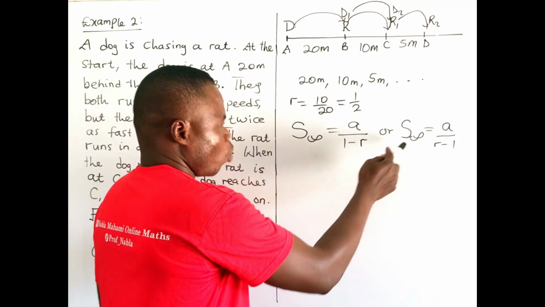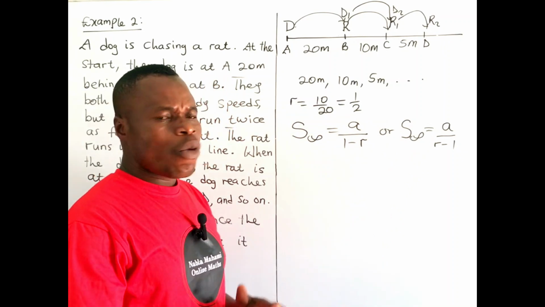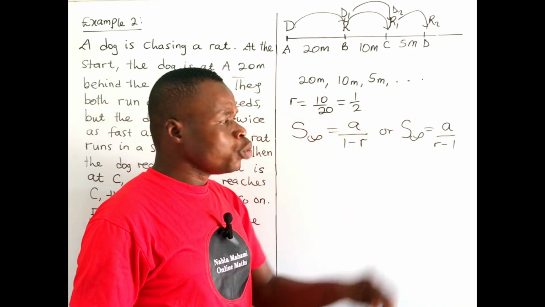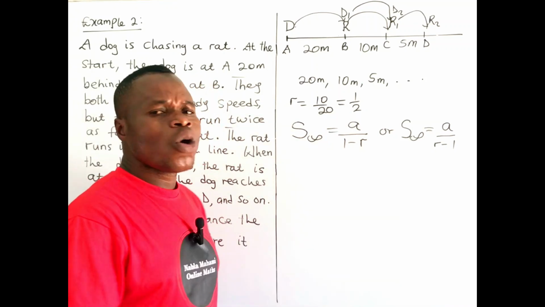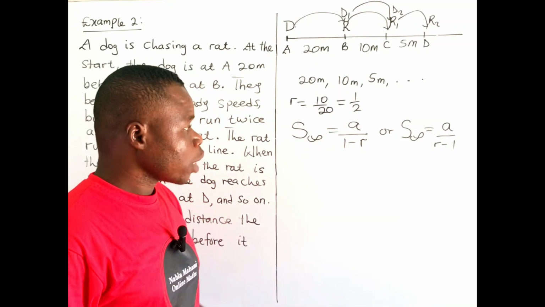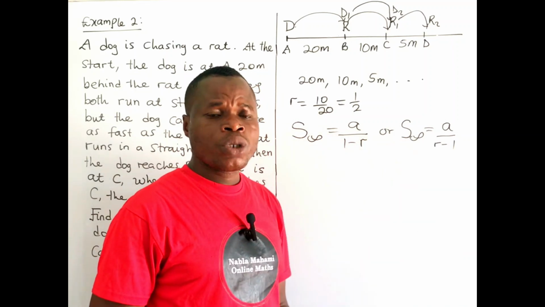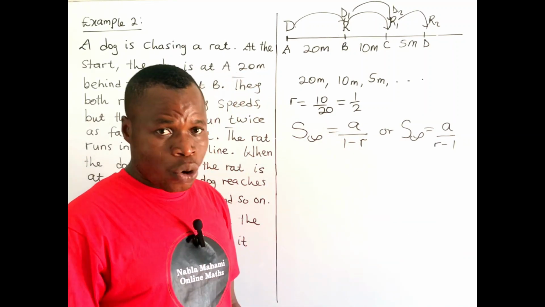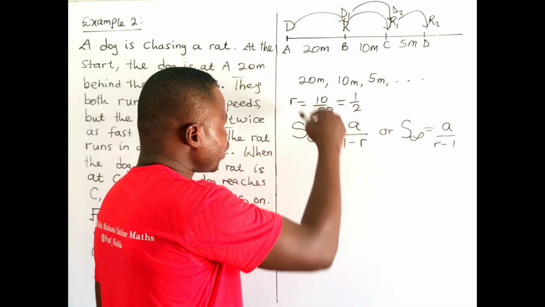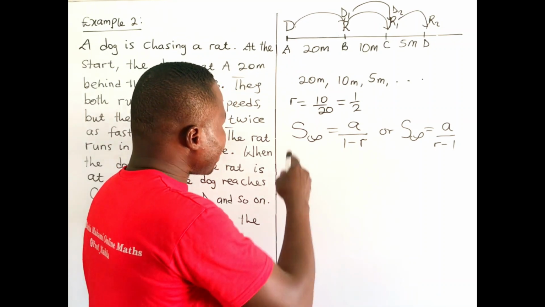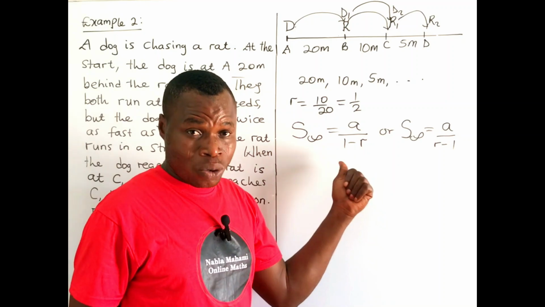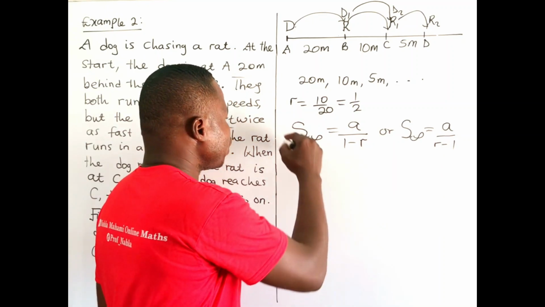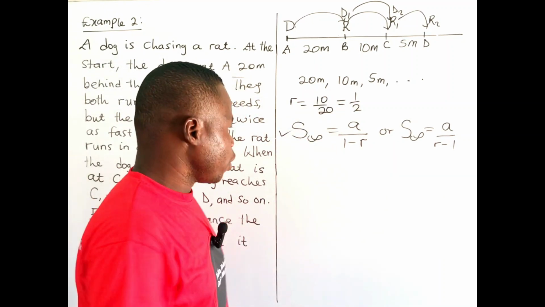You use this one or you use this. Now let's look at when you use this and when you use this. You use this particular formula when your common ratio is less than 1. Then you use this formula when your common ratio is greater than 1. So looking at this particular question, our common ratio, R, is half. So it is less than what? 1. So that means that we are going to use this particular formula.